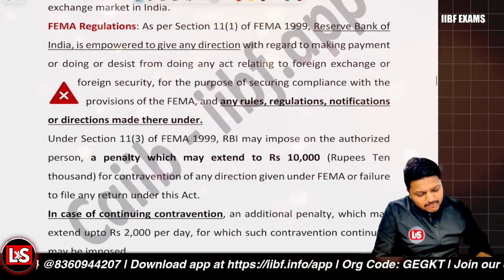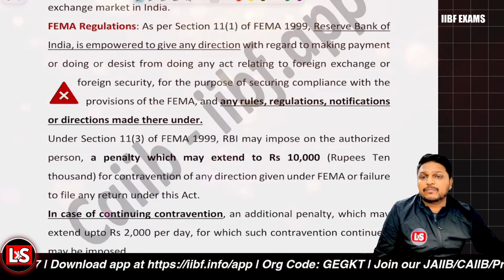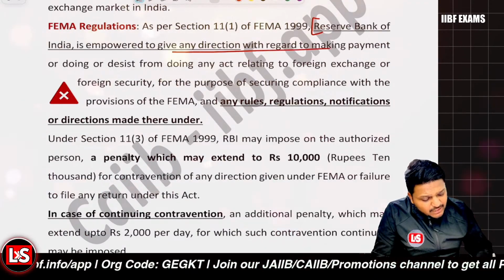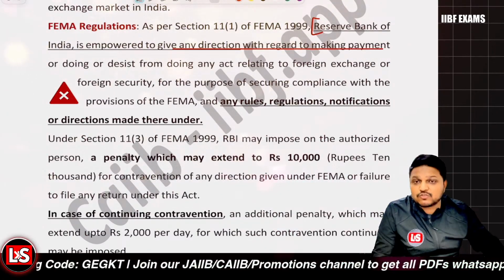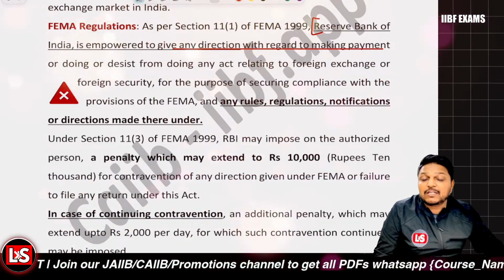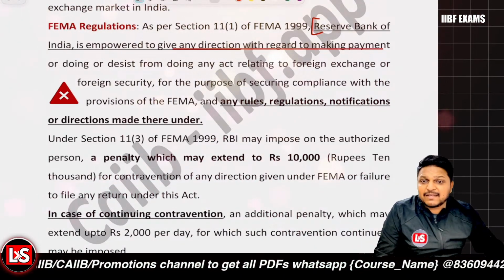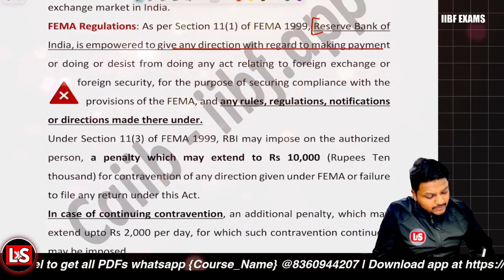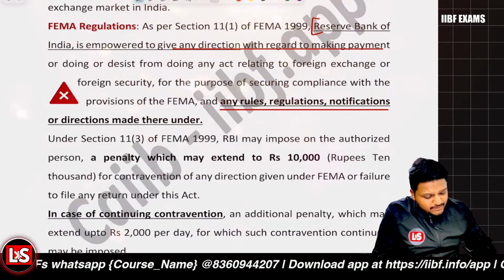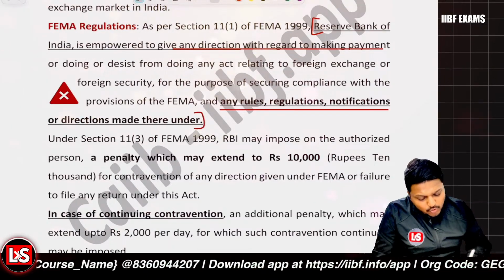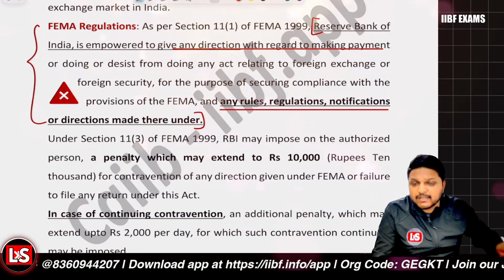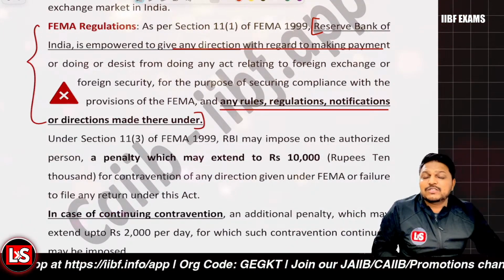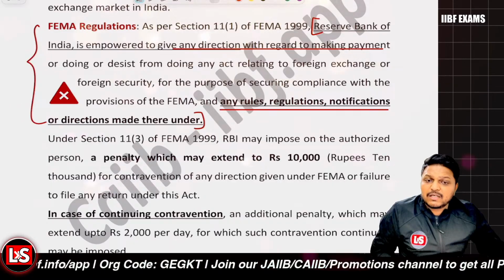So first one, it's about the FEMA regulations. As per section 11.1, RBI is empowered to give any direction with regard to making the payment or doing the payment. They can stop or restrain any person, saying that you cannot do something, or they can give any new rule, regulations, notifications under this particular section. So RBI is actually empowered under the FEMA to give any direction to any person who is dealing with the foreign exchange in India.